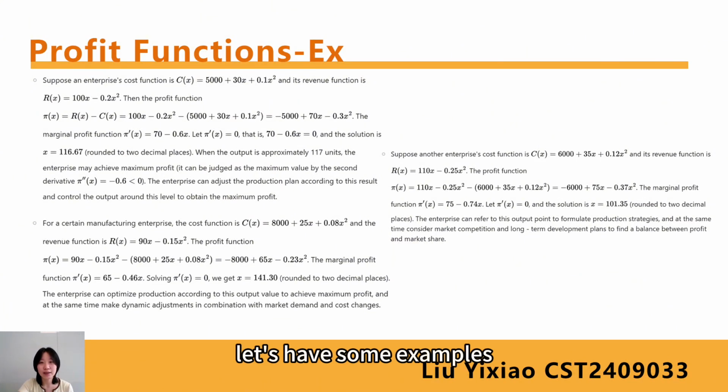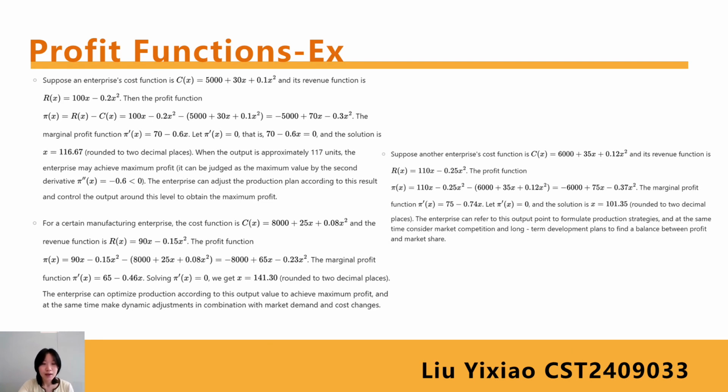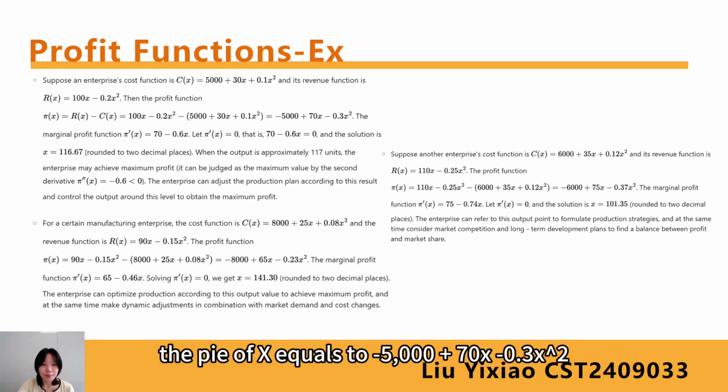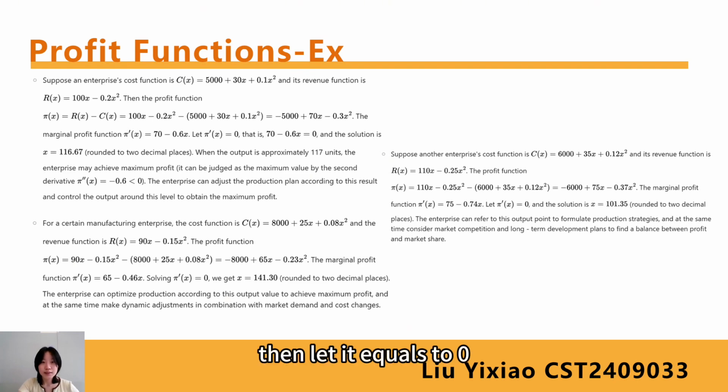Let's have some examples. We get a pi of x by using the c of x and r of x. In the first example, the pi of x equals -5,000 plus 17x minus 3/10 x squared. Then we differentiate it and find a formula equal to 70 minus 3/5 x. Then let it equal 0.